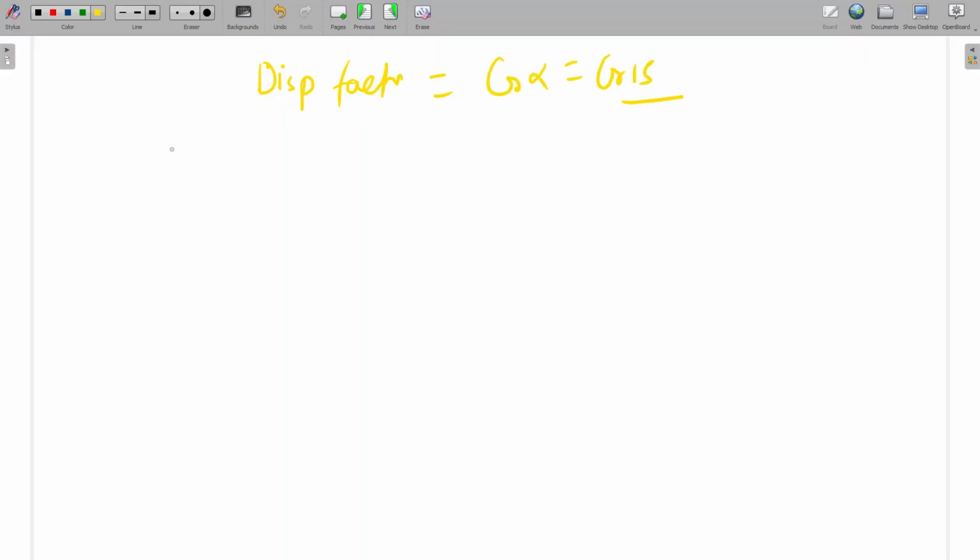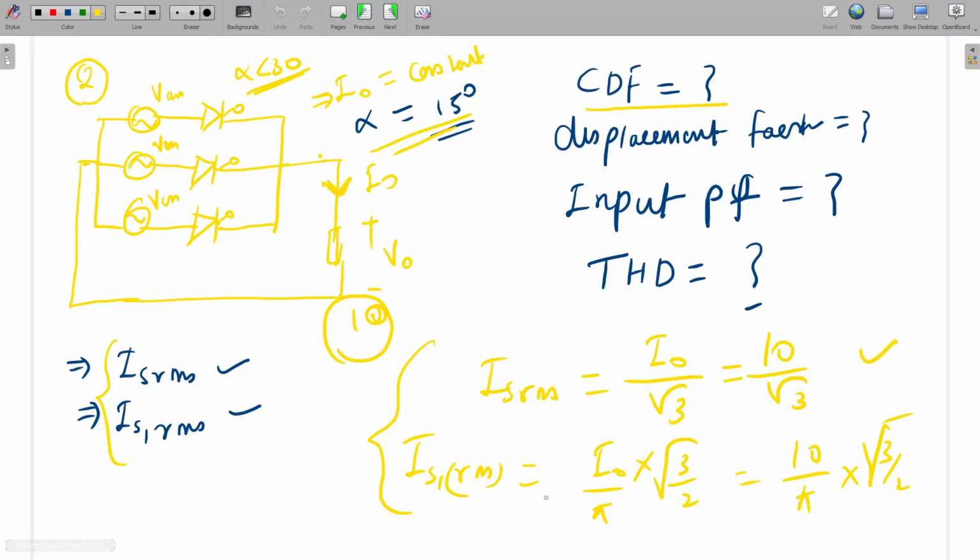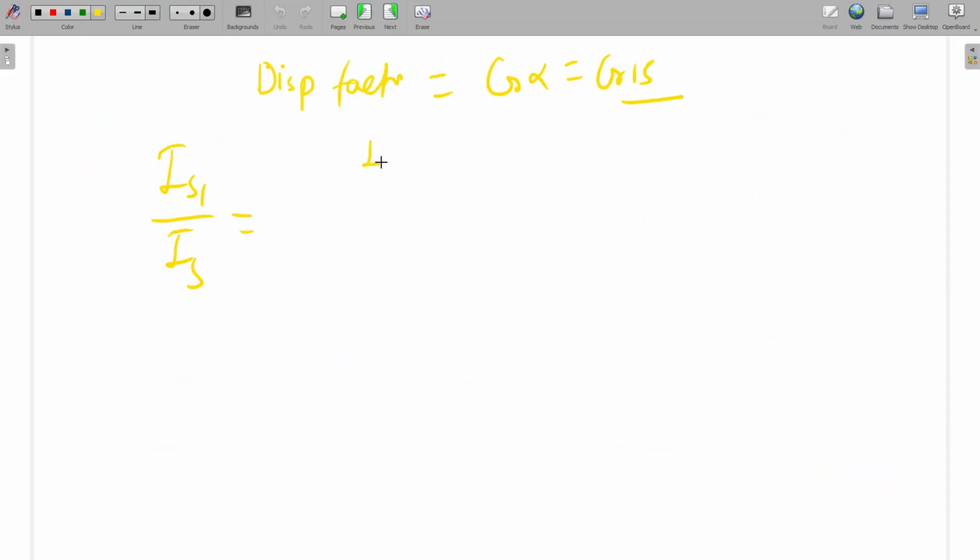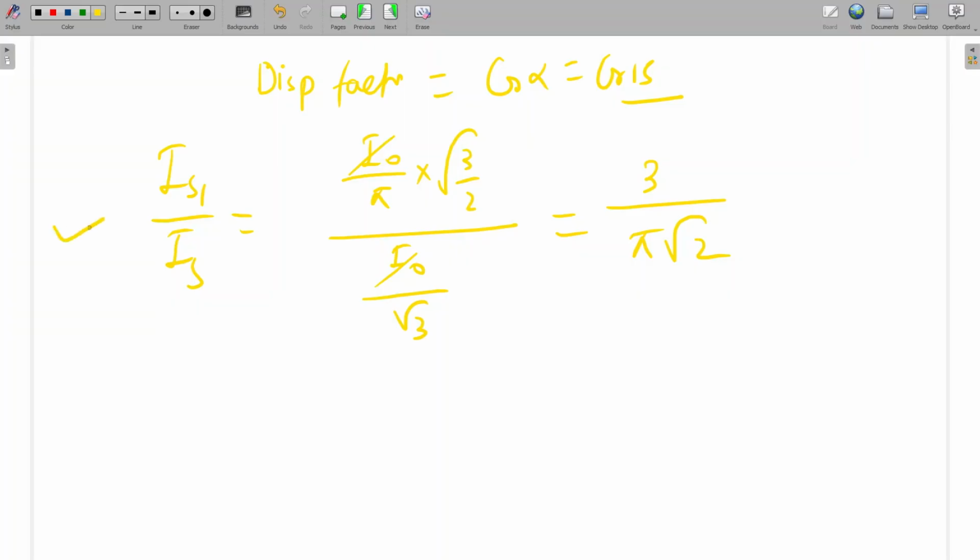IS1 by IS. What will be this factor? IS1 is I naught by pi into root 3 by 2, and IS is I naught by root 3. So what will be this value? I naught will cancel. So it will be 3 by pi root 2. Is it correct? Can anyone reply? Is this value correct? Yes, sir. Correct, sir.